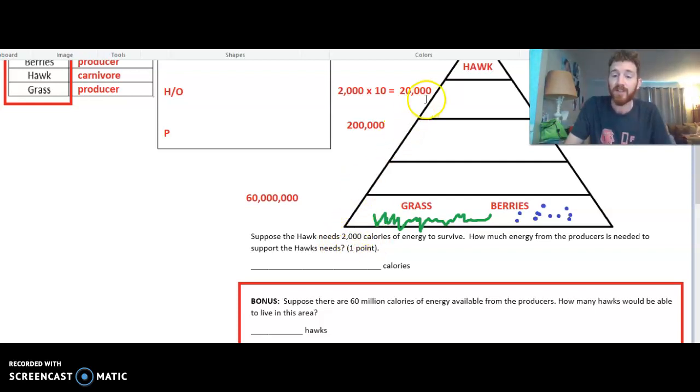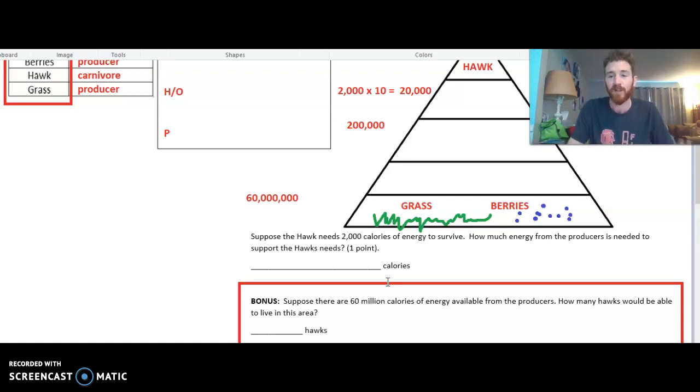If you find out how much energy is available up at this top point for the hawk, then you can also think, okay, if there's 2,000 calories for one hawk, how many would be available for the amount that I just found? How many hawks would be able to survive there? Again, that's a bonus, definitely a challenge, and that's a challenge on a regular year where we're not separate and doing the remote learning thing, okay?